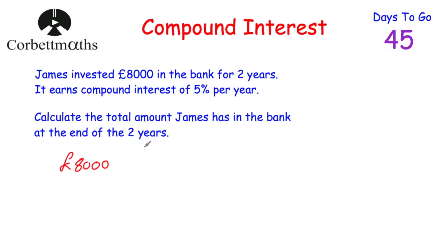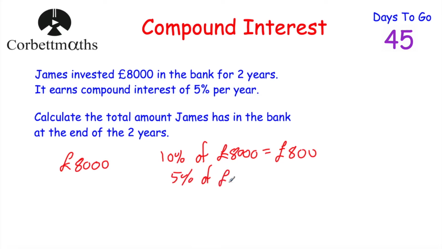So what I'm going to do is get 10%. So 10% of £8,000. To get 10% of something, you divide it by 10, so that'll be £800. So 10% is £800. Now to get 5%, we're going to half it. So 5% of £8,000 would be half of 800, which would be 400. So that means that 5% of £8,000 is 400.